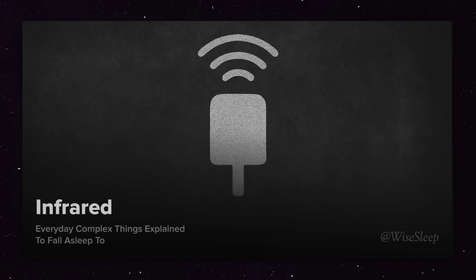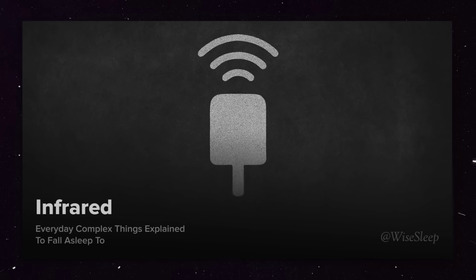Even though we can't see it, we experience infrared all the time. One of the most common examples is heat. Any object that's warm, like your body, a cup of coffee, or the sun, emits infrared radiation. Remote controls use infrared to send signals to devices like televisions and air conditioners.